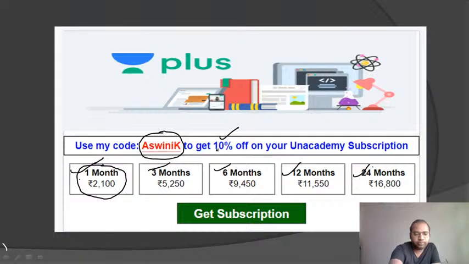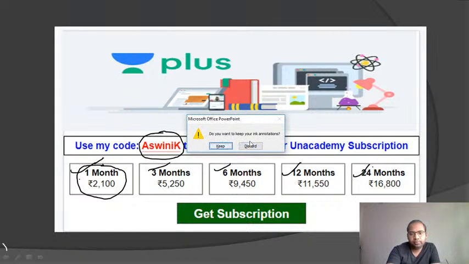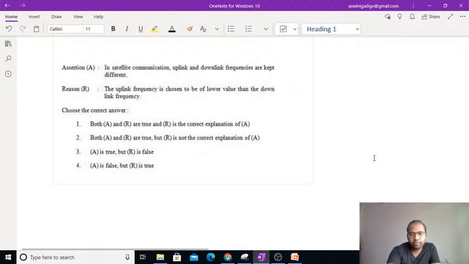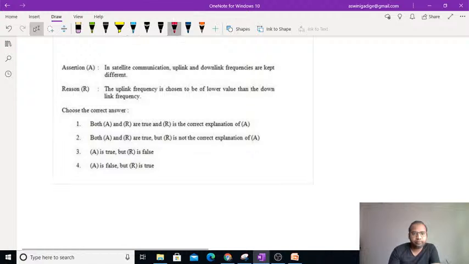Okay, so now we will see the questions. It is the first question we are going to see here. In satellite communication, uplink and downlink frequencies are kept different. That is the assertion. And the reason is given as the uplink frequency is chosen to be of lower value than the downlink frequency. So it is the question given here.